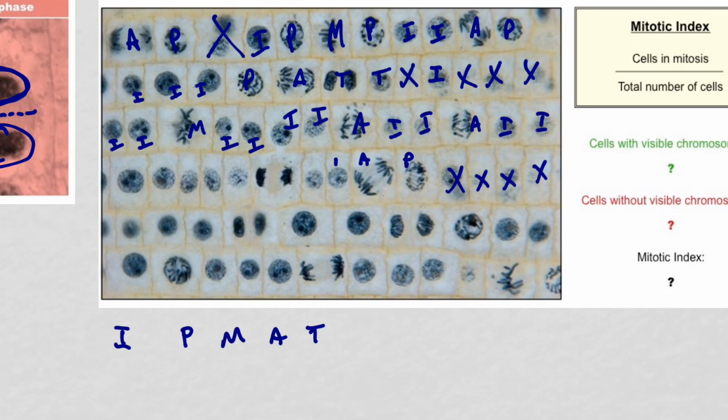Pro, ana, inter. This one's neat right here because you can see a little bit of something forming right here, and you start to lose sight of the stringy chromosomes. So I would say this is a really good telophase. Inter.